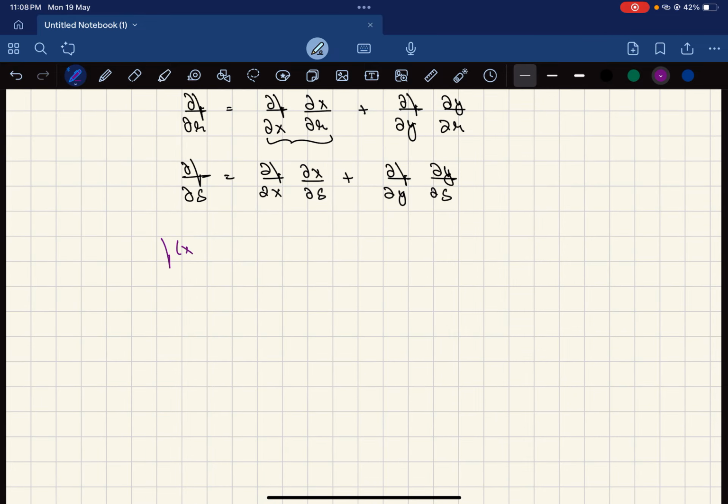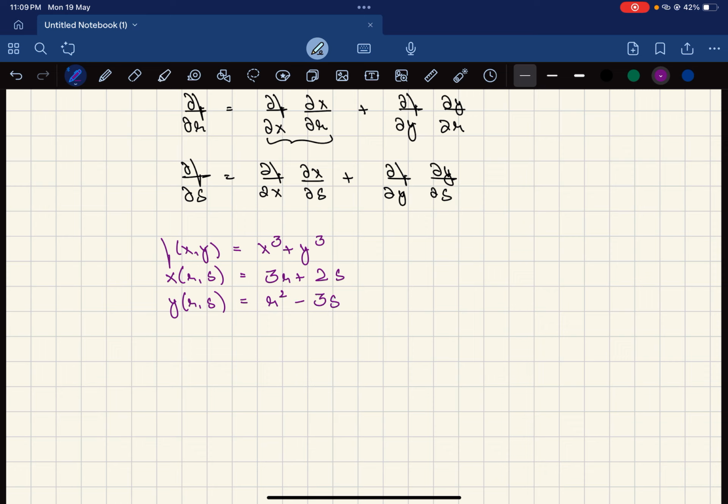So we have f(x,y), let us say this is equal to x cube plus y cube. Then we know that x(r,s) is a function of r and s. So let this be 3r plus 2s. So let it be a linear one. While for y(r,s), let it be a quadratic one. So r square minus, let us say, 3s.